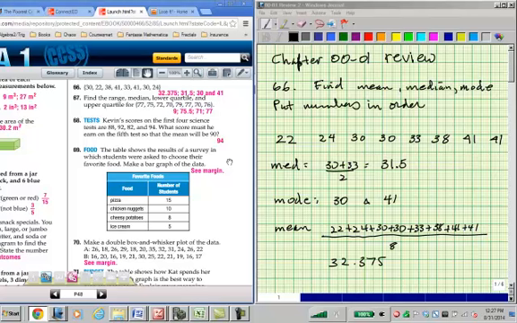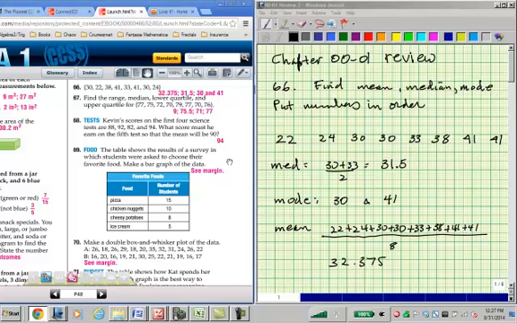To get the mode and the median, we need to put the numbers in order, ascending or descending, doesn't matter. So when you do that, you get 22, 24, 30, 30, 33, 38, 41, 41.